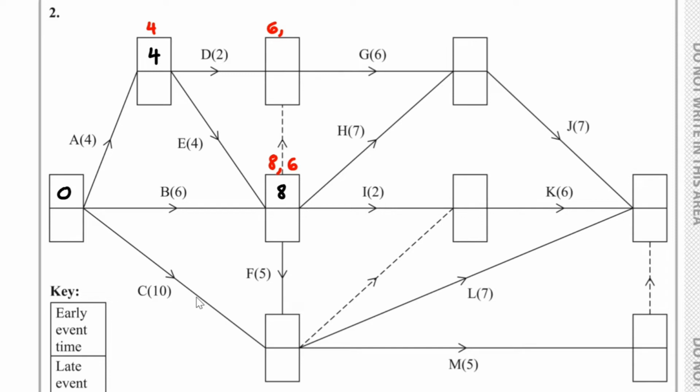Now, we have 8 plus the 0 for the value for the dummy. That will be 8. We compared the 6 and the 8, we choose the larger one. 8 goes inside here.